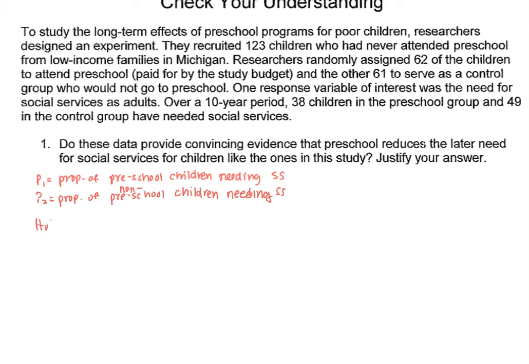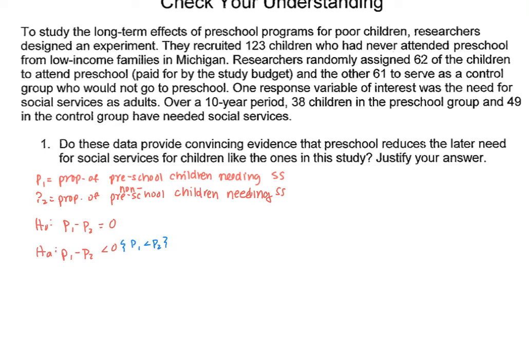So our null hypothesis would be that there's no difference. Going to preschool has no influence on whether or not you would need social services. And they're suspecting that people who go to preschool will not need social services. So they're thinking that P1 is going to be lower than P2. So P1 minus P2 is less than 0. Fewer children who go to preschool will need social services later in life.